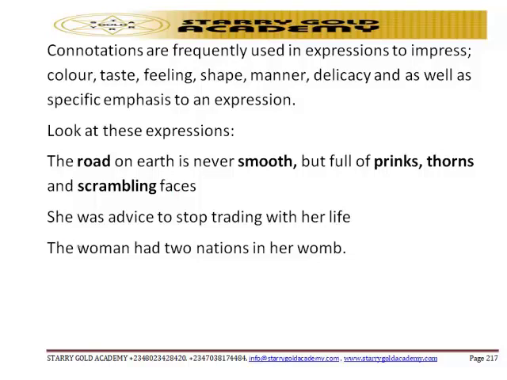Now the next example says, she was advised to stop trading with her life. This is a proverbial way of saying it. This is not plain words. Maybe she is a prostitute or something similar to that. So she was advised to stop that act for her not to end her life in a sudden death. Now look at the next example. It says the woman had 2 nations in her womb. He's talking about a pregnant woman, having twins if possible.